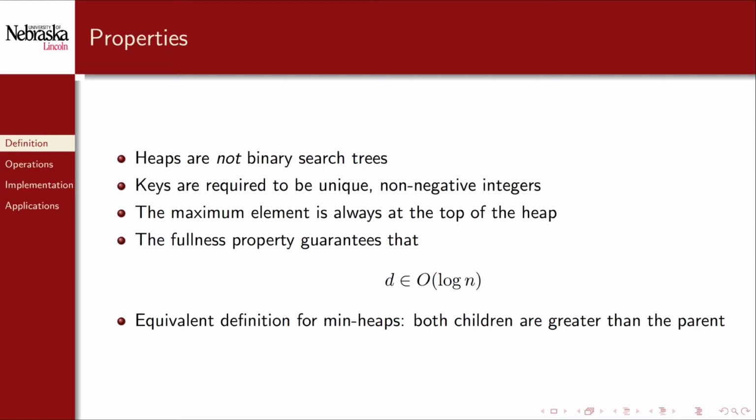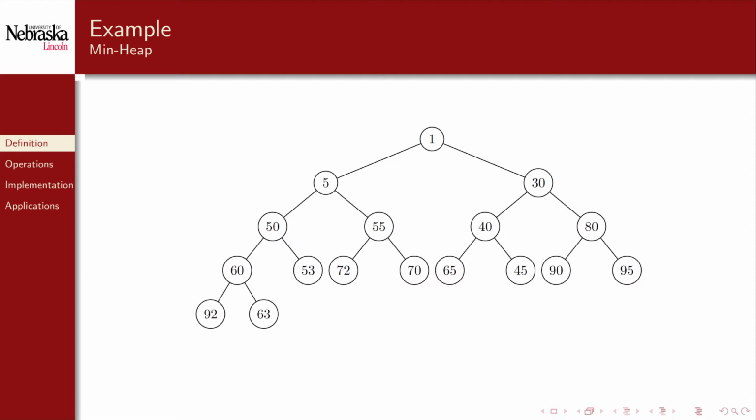Equivalently, you could define a heap to be a min heap in which both children are greater than their parent. In a min heap, the minimum key would be at the top of the heap. Here's an example of a min heap with the same fullness structure. Though you can alter the definition, two implementations are actually not necessary in general. In practice, you would use a comparator to determine the relative ordering of keys, and so a min heap could be created from a max heap implementation by using a comparator that reversed the ordering.